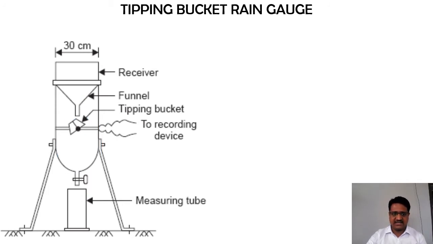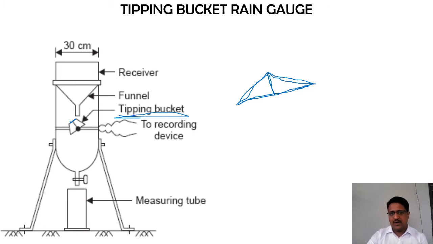Let us check out what that arrangement is and how we are going to measure the rainfall with it. What is indicated over here is nothing but a tipping bucket. Let me zoom in a bit and I'll try to show you. The tipping bucket usually has two sections. This tipping bucket shown over here has two sections within it.